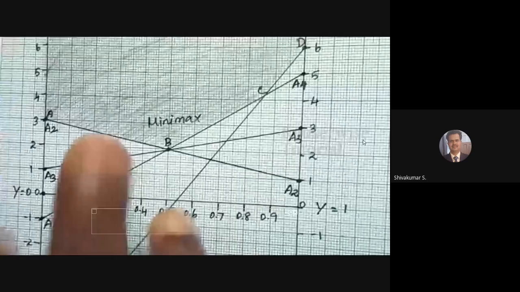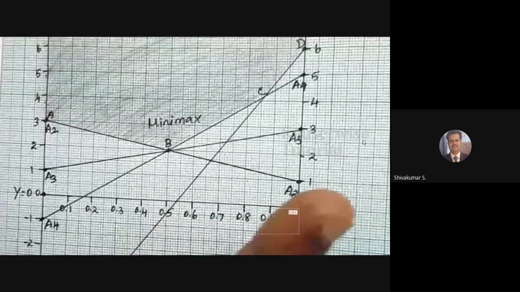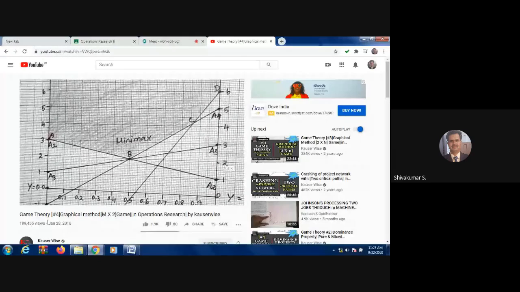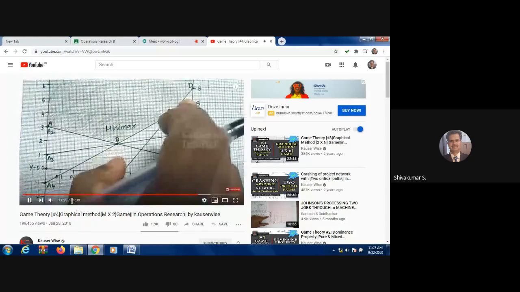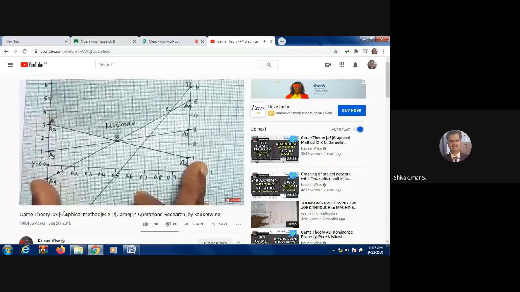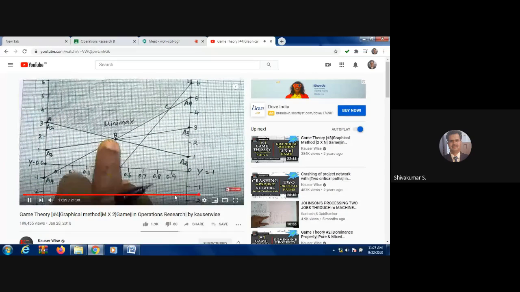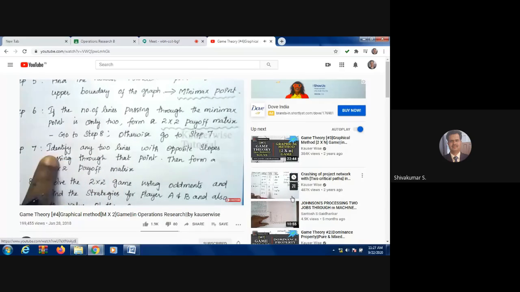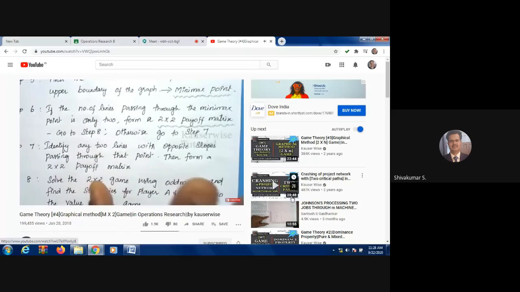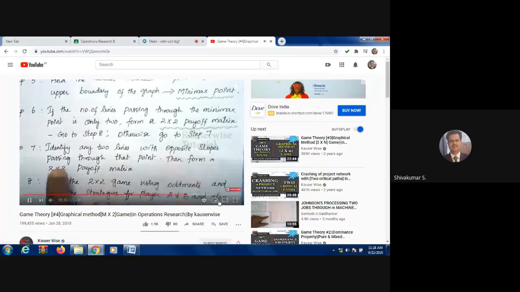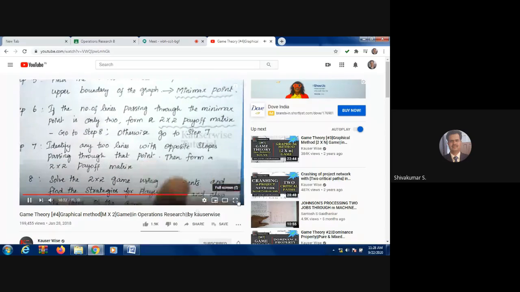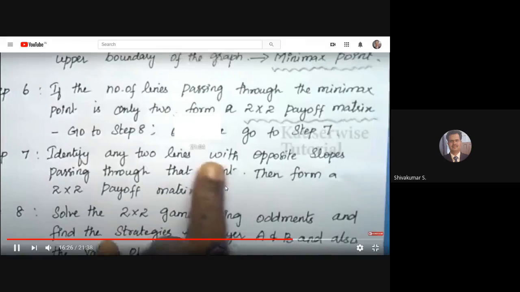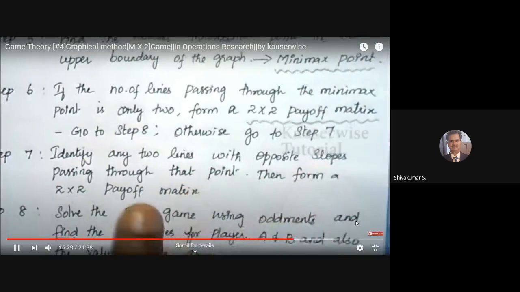I'll show you the graph once again. It's very important here. Sometimes you are going to get 3 lines crossing. Here, A4 and A2 have just opposite slopes passing through the minimax point. Any 2 lines, but the condition is opposite slope, passing through that point. You have to pick any 2 lines which have opposite slopes.